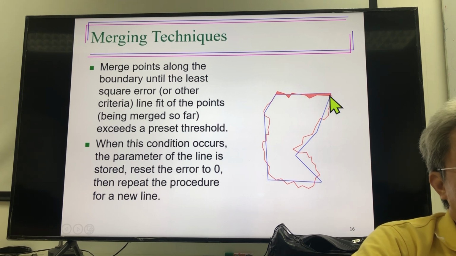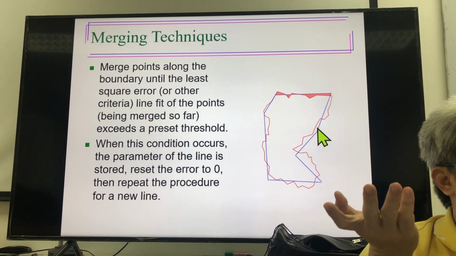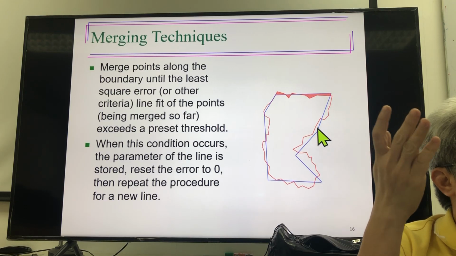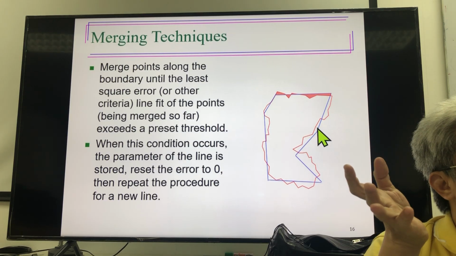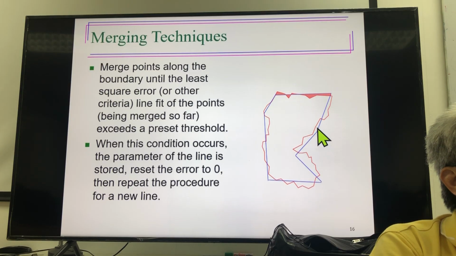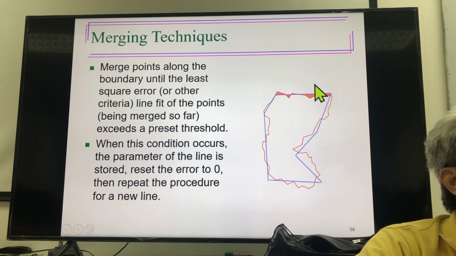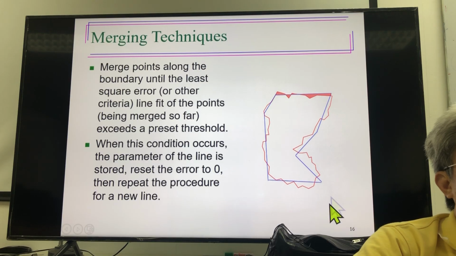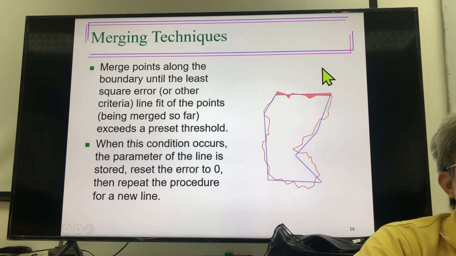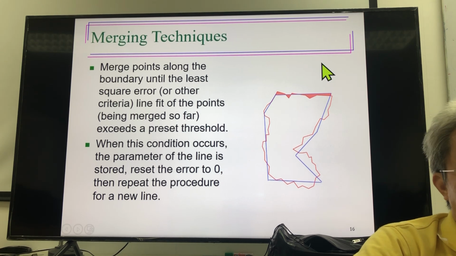You start with another straight line and calculate the error. The error has to be less than a certain threshold. Once it's about to reach that threshold, you stop, and then you change to another straight line. So it can be like this. You change into a straight line, change into another straight line, and so on. And you end up with the boundary of the object. This is called the merging technique.